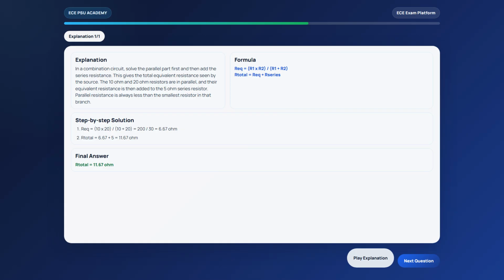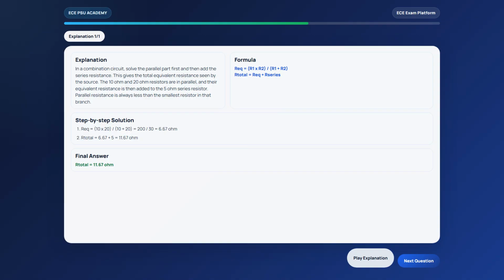In a combination circuit, solve the parallel part first and then add the series resistance. This gives the total equivalent resistance seen by the source. The 10 ohm and 20 ohm resistors are in parallel, and their equivalent resistance is then added to the 5 ohm series resistor. Parallel resistance is always less than the smallest resistor in that branch.